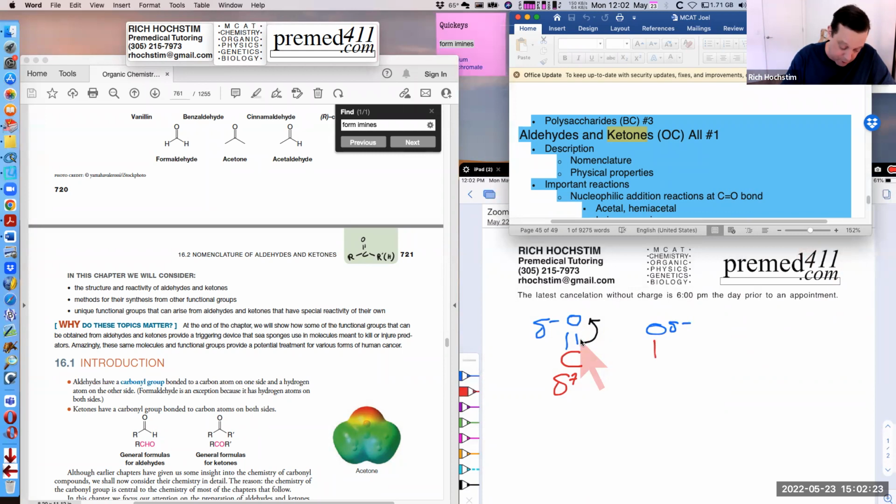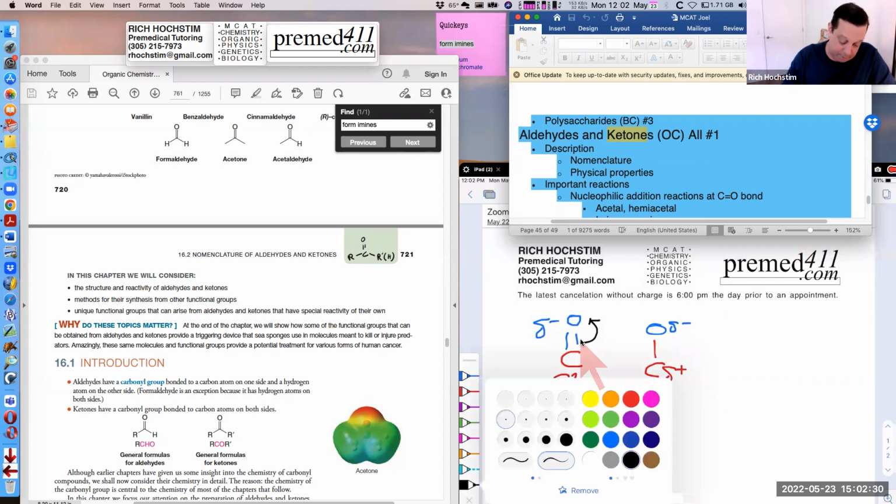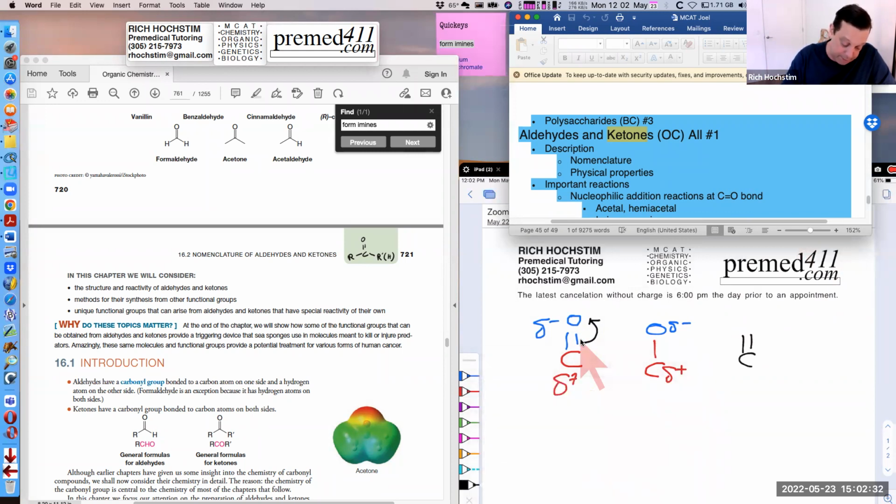Okay, so over here is what it looks like. Molecules that are going to have a carbonyl that we're going to be looking at will either have a hydrogen here, or they're going to have two alkyl groups or R groups like this. And if they have a hydrogen here, then they're going to be an aldehyde. And if they have two R groups, they're going to be a ketone.